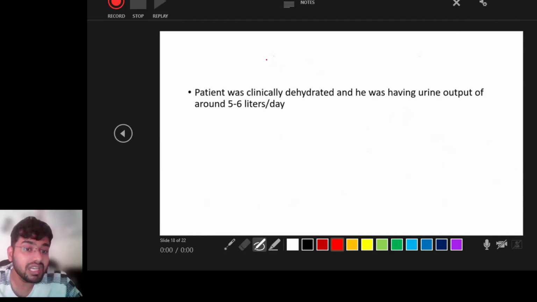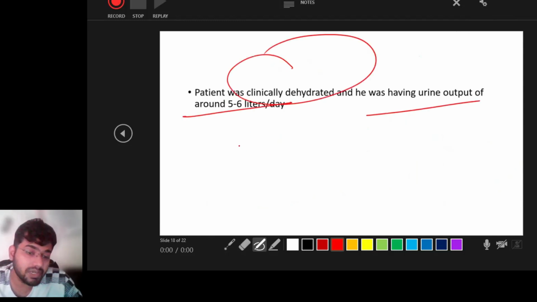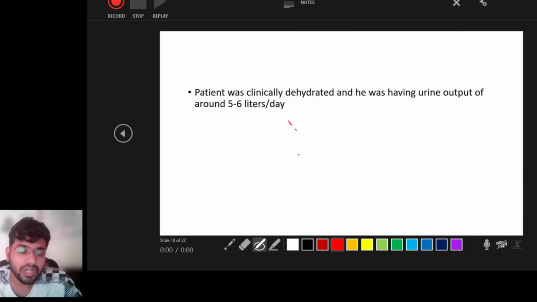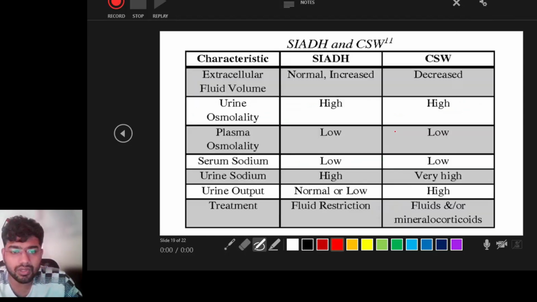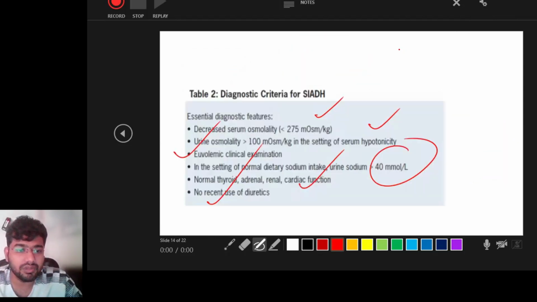So the patient was clinically dehydrated and he was having urine output of 5 to 6 liters per day. That is more than 4.5 liters per day, which is suggestive of polyuria. So there comes a condition called CSW, which is cerebral salt wasting syndrome.